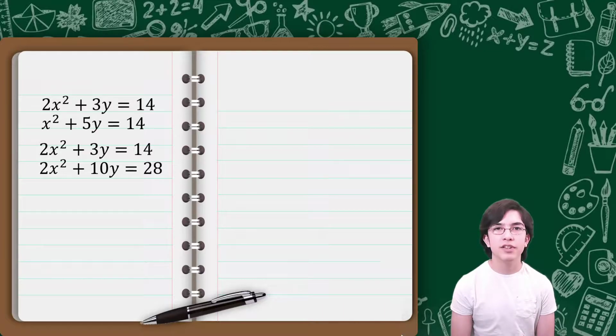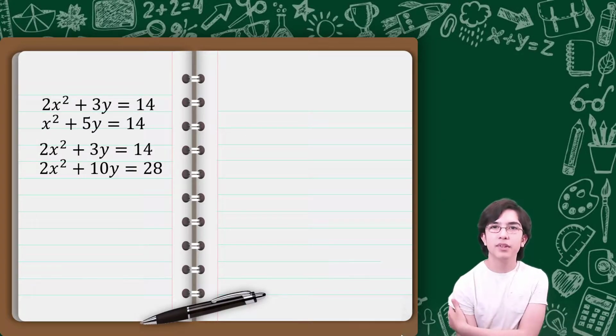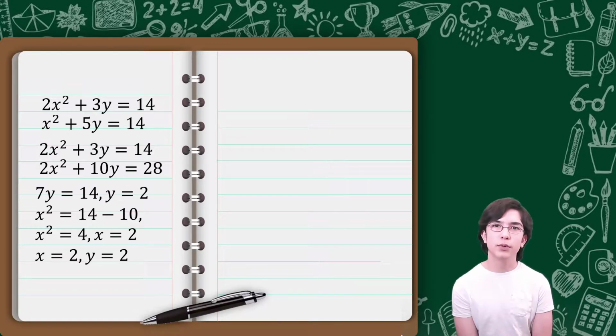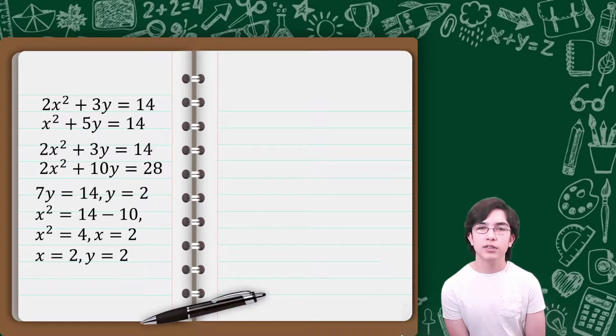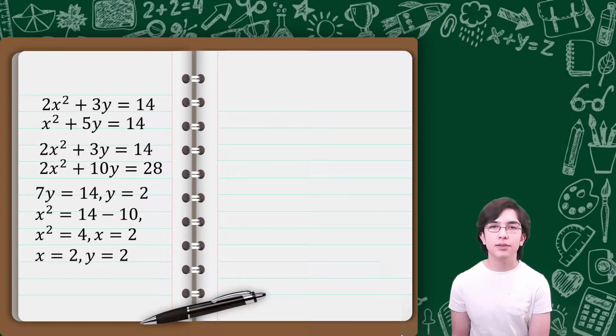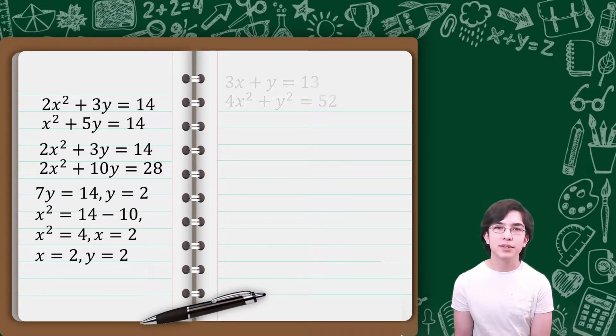We want to get rid of the x squared in the equation, so we double the second equation: 2x squared plus 20y equals 28. Then we subtract it: 7y equals 14, y equals 2. And then we work out the x half. x squared equals 14 minus 10, because it's 14 minus 5y. So x squared equals 4, and root 4 is 2, therefore x equals 2. x equals 2 and y equals 2.